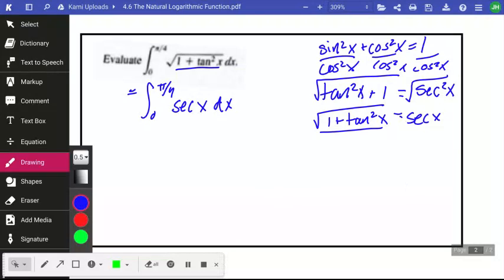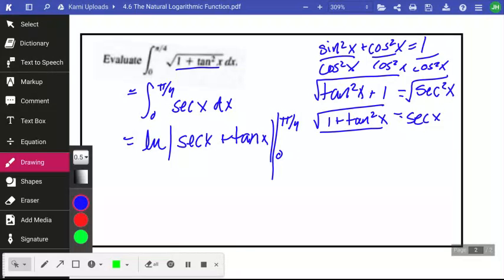Okay. And then what's great about that is if you go back to the slide we were just on, it told us that the antiderivative of secant x was the natural log of secant x plus tangent x. So this is equal to the natural log absolute value of secant x plus tangent x from 0 to pi over 4. We've got those absolute value bars for a reason.